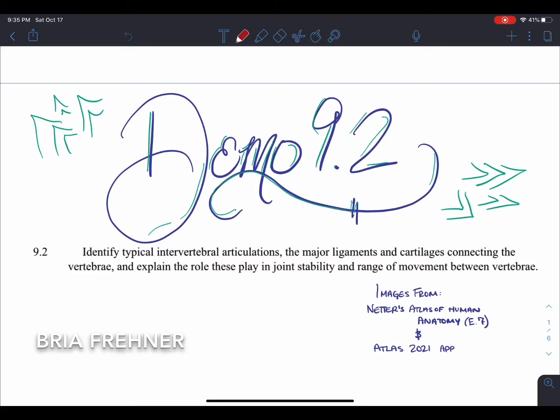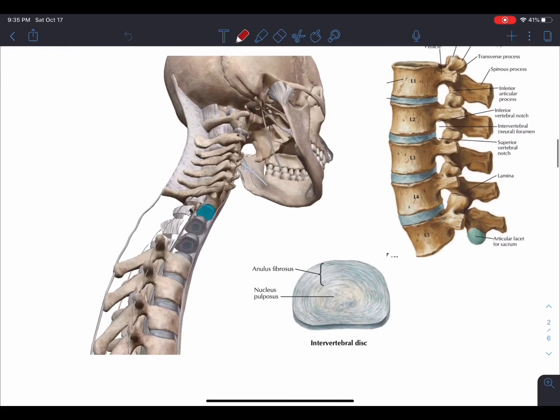Today we're going to walk through the intervertebral articulations, ligaments, and cartilages of the vertebrae. First, we're going to look at the intervertebral discs, which sit between the vertebral bodies and provide support and absorb shock during flexion, extension, and rotation of the spine. We see them here between vertebrae and here with some of the vertebrae removed.